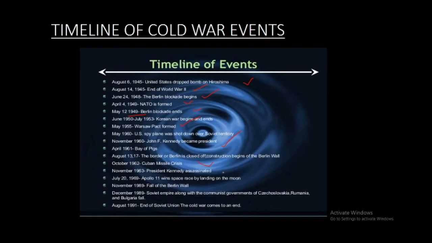Then President Kennedy was assassinated, and then after Apollo 11 landed on the moon, the downfall of the Soviet Union really started. Like the Berlin Wall fell in 1989, and then the Soviet Empire, with all its communist governments, Czechoslovakia, Romania, Bulgaria, fell, and the Soviet Union ended in 1991, and the Cold War ended with the end of the Soviet Union.